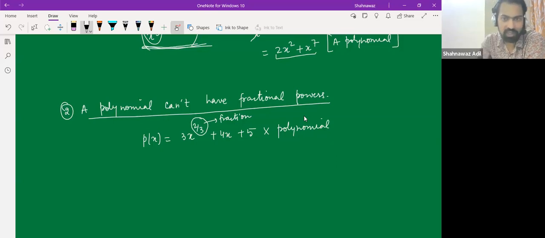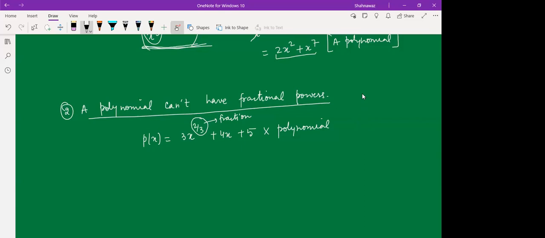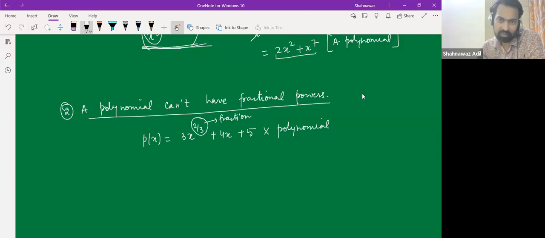So these are the two conditions that we must follow. Whenever the terms are given, and after simplification, you find that there is a term which has negative power, or a term which has fractional power, then we can confidently say that those are not polynomials. And if they don't have any fractional or negative powers, then we can confidently say that they are polynomials. Is that clear to you guys? Yes, sir.